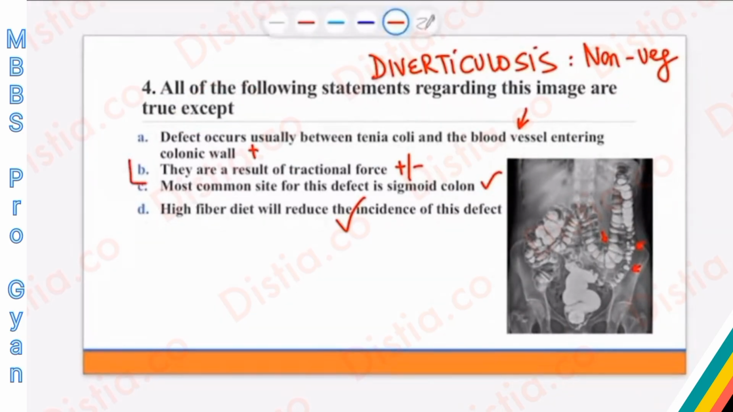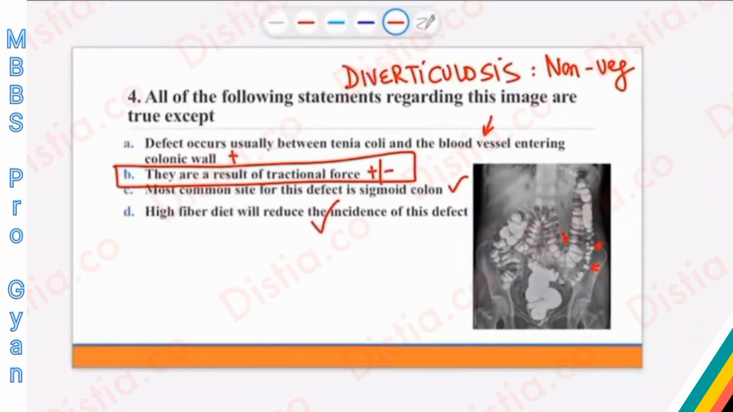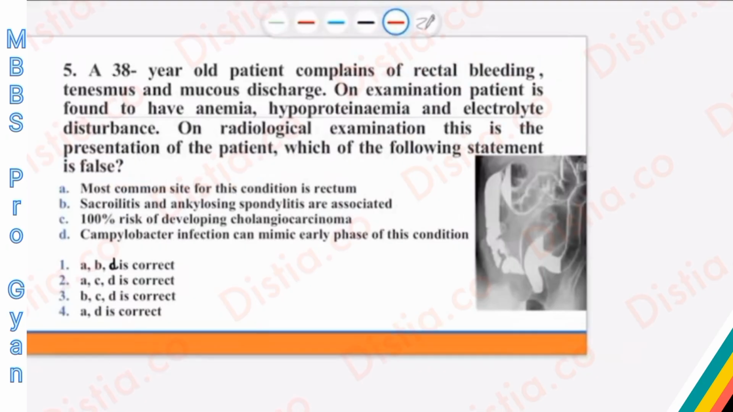But if you just focus on the words here, the correct answer to this MCQ is option number B, that they are because of a tractional force. Now there's no traction occurring per se, right? It's just chronic constipation contributing to development of this manifestation.